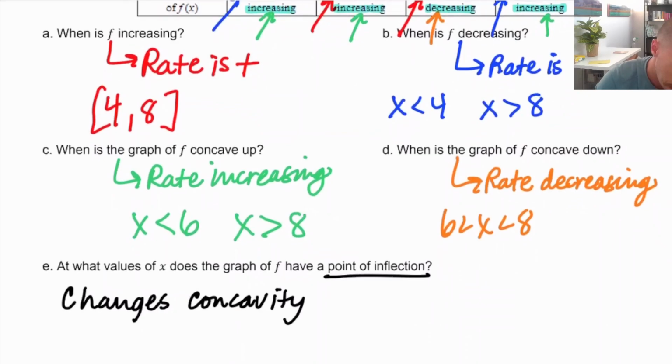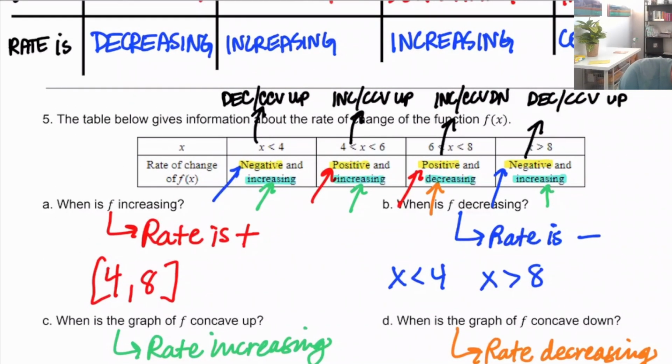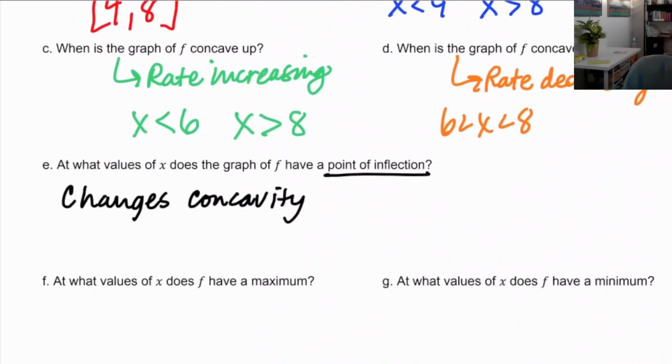I actually think changes in concavity would be the easiest to see if I went over and used the highlighter and said, hey, I went from concave up, wait, whoops, not there, right here, went from concave up to concave down. That's a change in concavity. And then I change from concave down to concave up again. It's another change in concavity. So I've got them at 6 and 8.